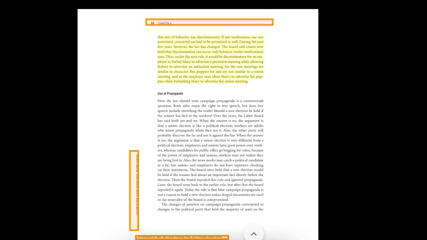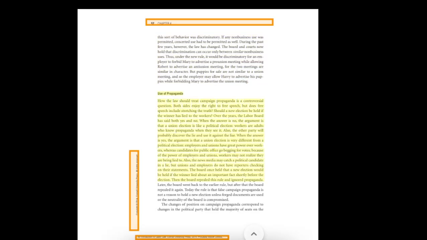During the past few years, however, the law has changed. The board and courts now hold that discrimination can occur only between similar non-business uses. Thus, under the new rule, it would be discriminatory for an employer to forbid Mary to advertise a pro-union meeting while allowing Robert to advertise an anti-union meeting, for the two meetings are similar in character. But puppies for sale are not similar to a union meeting, and so the employer may allow Harry to advertise his puppies while forbidding Mary to advertise the union meeting.